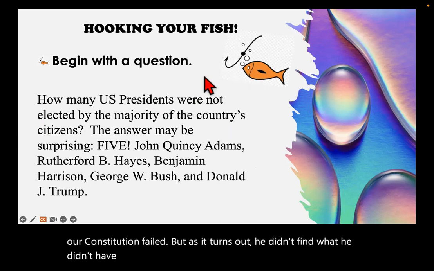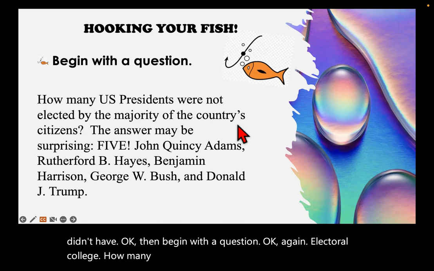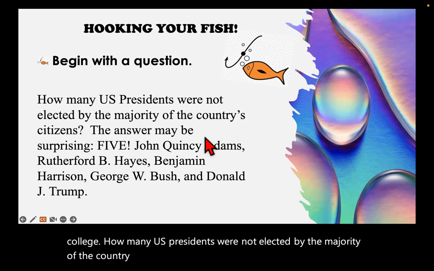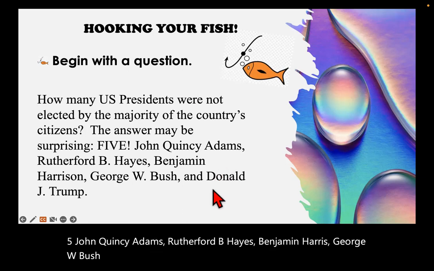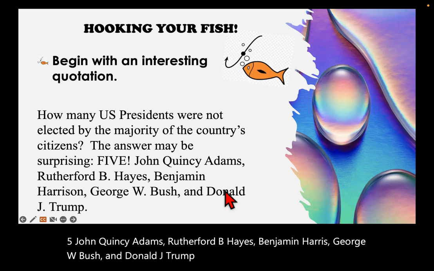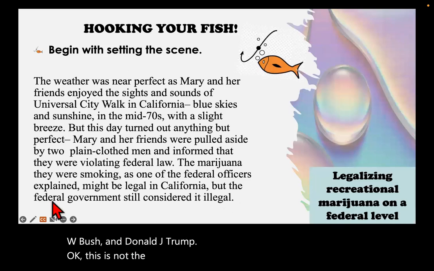Okay, then begin with a question. Again, Electoral College. How many U.S. presidents were not elected by the majority of the country's citizens? The answer may be surprising. 5. John Quincy Adams, Rutherford B. Hayes, Benjamin Harrison, George W. Bush, and Donald J. Trump. Okay, this is not the one I had for that.